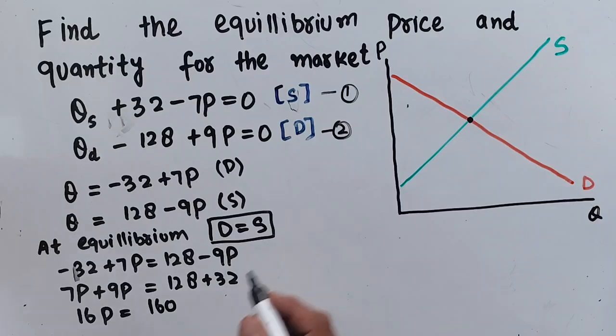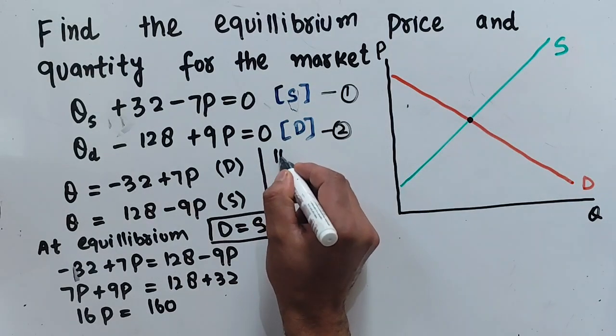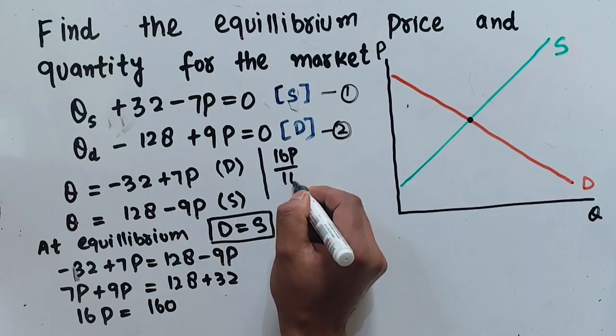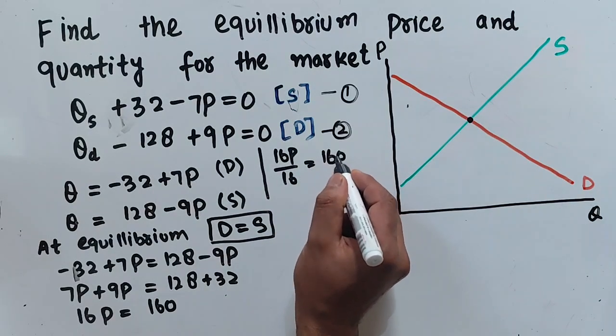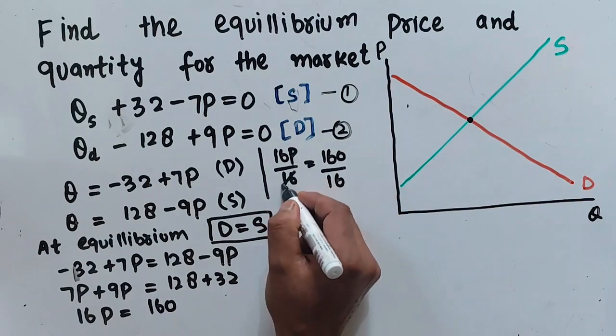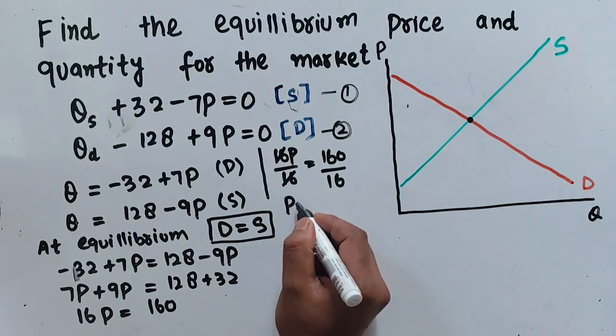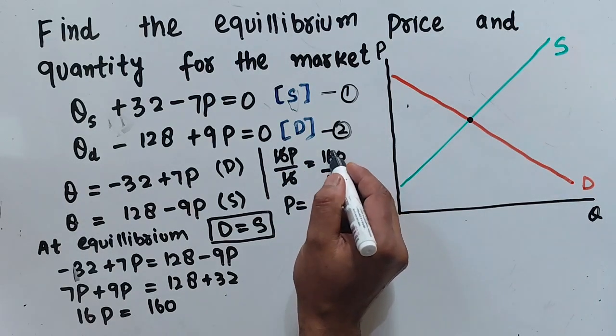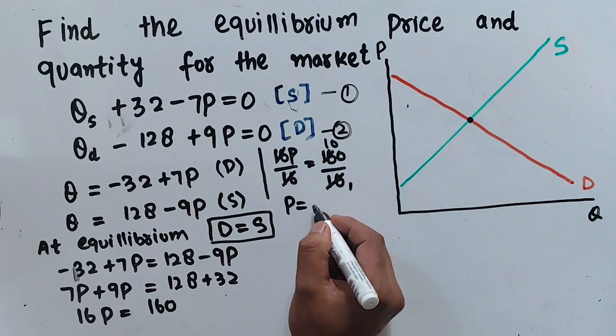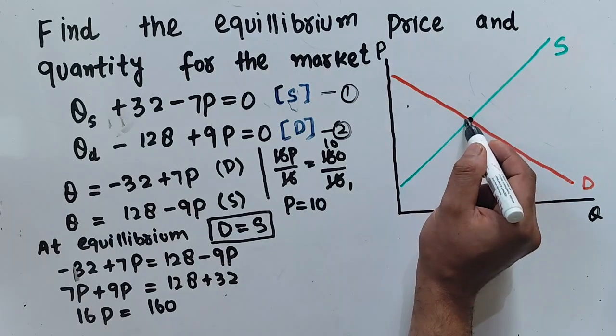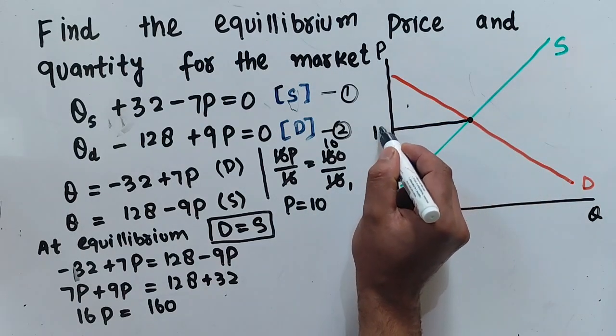Dividing both sides by 16, we get 16p divided by 16 is equal to 160 upon 16. So 16 gets cancelled, price is equal to 16 ones are 16, zeros are, so the equilibrium price will be 10. So the equilibrium price will be 10.